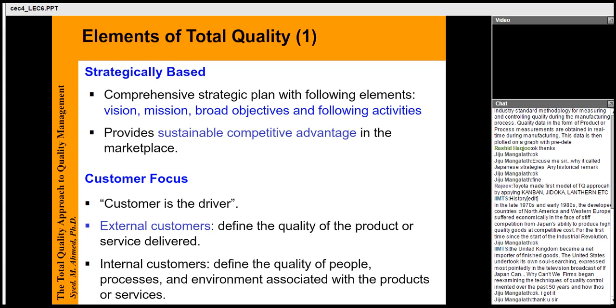So let us see the elements of total quality. First, it is strategically based: a comprehensive strategic plan with the following elements: vision, mission, broad objectives and activities that provide sustainable competitive advantage in the marketplace. Second, customer focus. The customer is the driver. External customers define the quality of the product or service delivered. Internal customers define the quality of the people, processes and environment associated with the products or services.